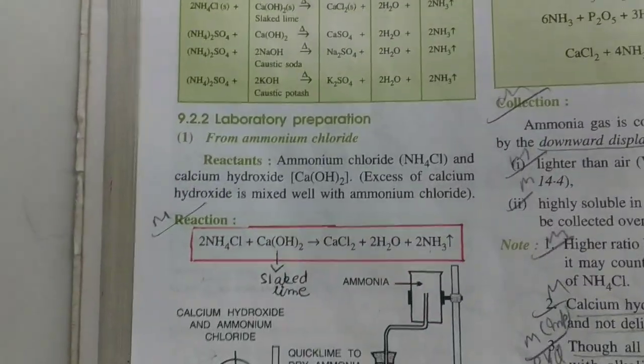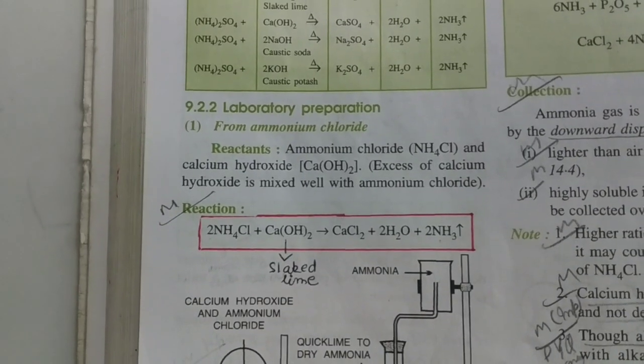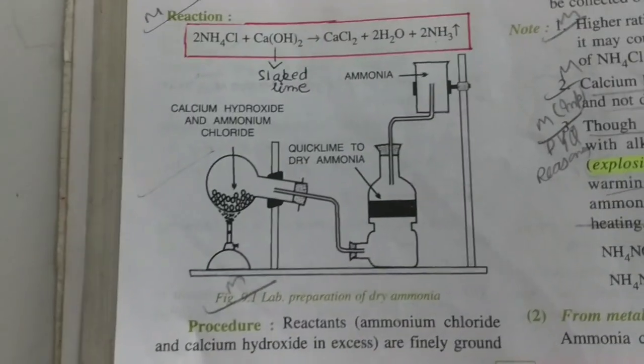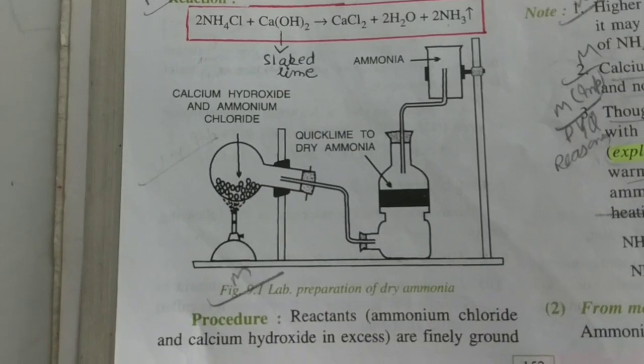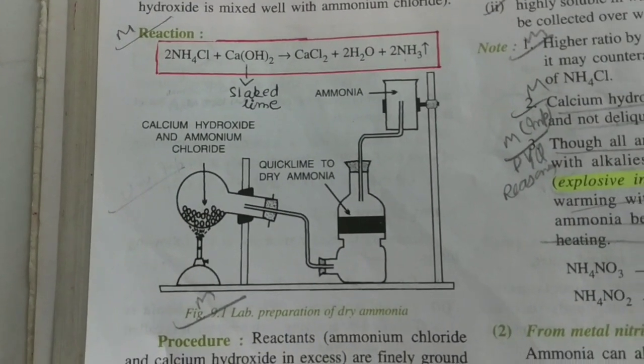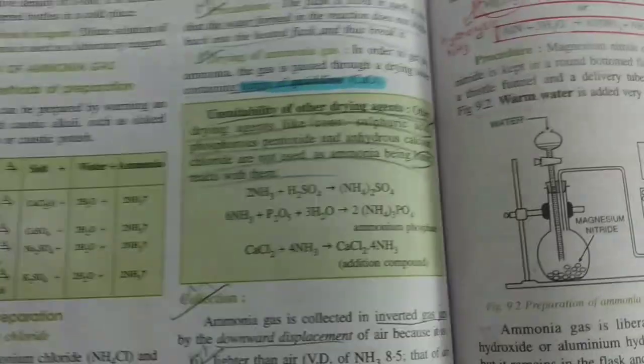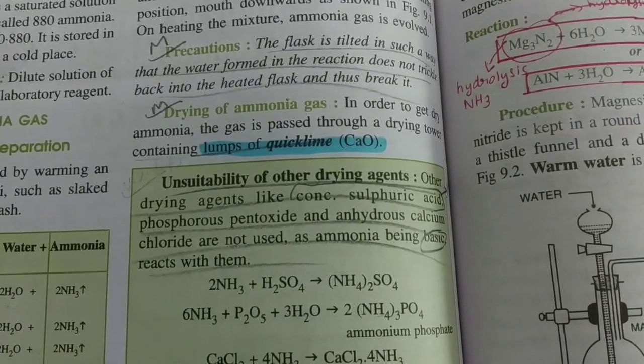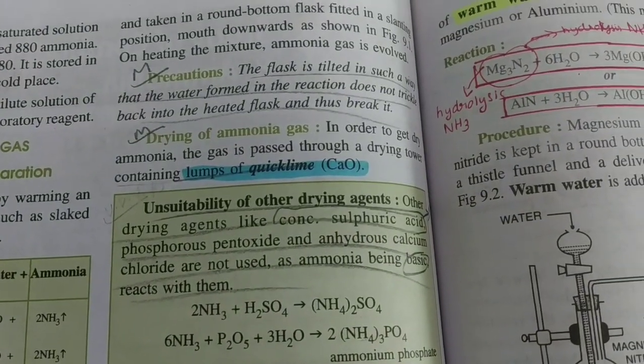Then preparation of ammonia in the lab, this is very important. Okay, and then this diagram also you have to see. Labeling or drawing, I don't guess it will come, but then too you can see if you are aiming for 100%. And then this too is very important, this precautions and drying of ammonia gas.